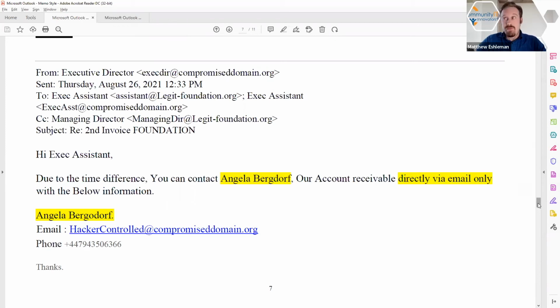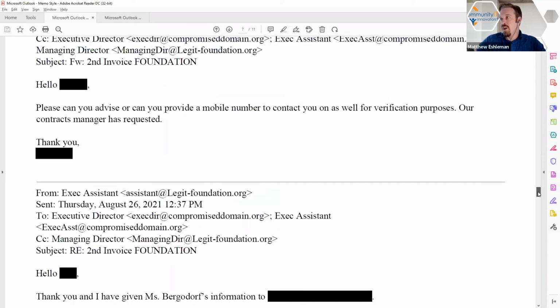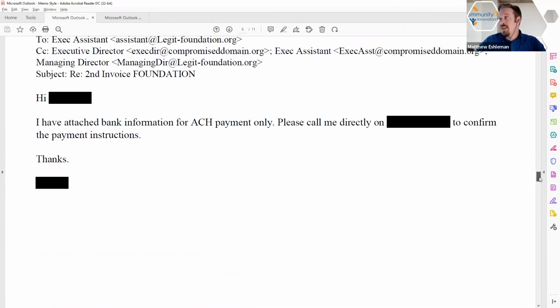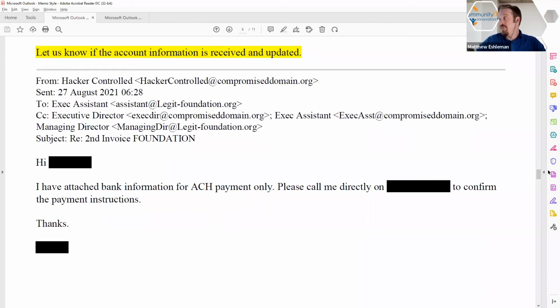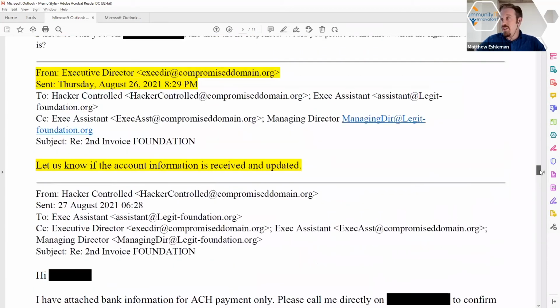All right, so then the executive assistant at the foundation replied, all right, we've passed that information along. The executive assistant, hey, we need to confirm, and so we're going to call. Can you give us that phone number again? So the hacker is replying, here's the bank information, it's ACH. Here's my contact information. So again, they're instructing the foundation to contact them. We can see the executive director is following up again, like, hey, we've requested these changes. Is it updated yet?